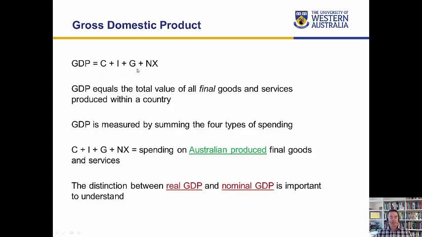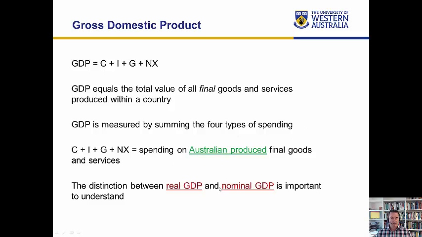Now, when I say C, I, G and NX, they are spending on Australian goods and services. So if you buy something that's manufactured overseas, that'll actually be an imported good. It'll be classified as an import, and it won't be included in Australia's GDP. The other thing to pick up when you read about GDP is that it only includes final goods, not intermediate goods. And once again, you won't get asked a question on that. However, it's important for you to know that GDP only includes final goods.